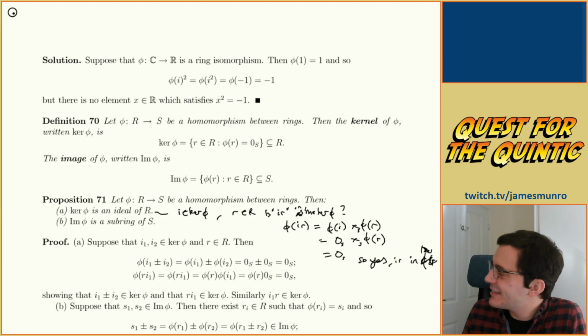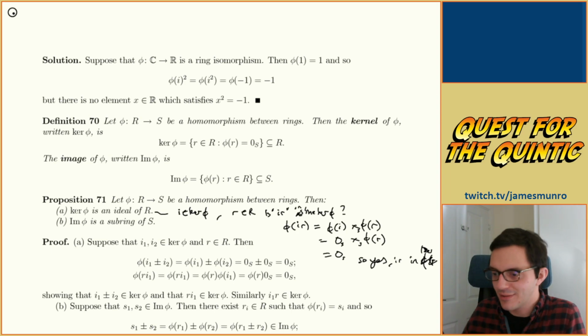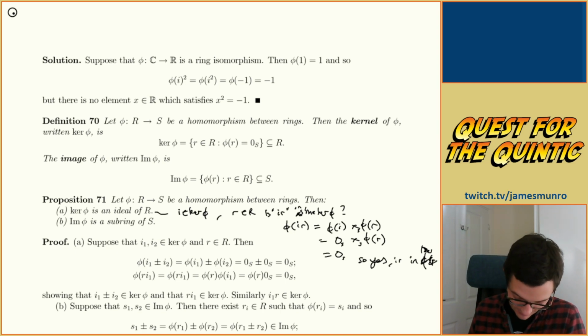Why is it not an ideal on the other side? I suppose our image could contain, well, so the S could contain all sorts of weird stuff that's nothing to do with phi or R or our map at all. Anyway.